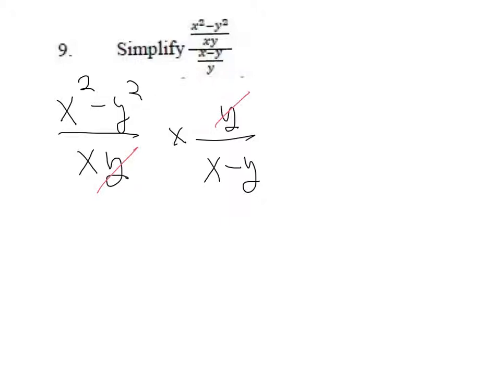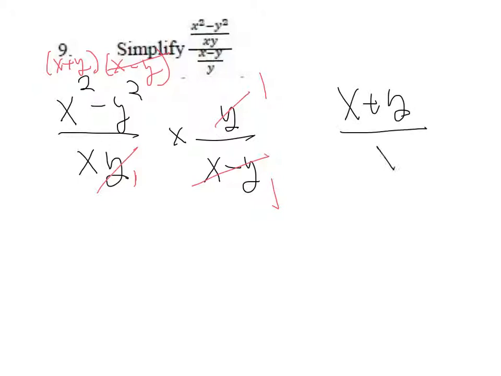And then what I'm seeing is this is the difference of 2 squares, so that's going to factor to, let's see, red ink I want, x plus y, x minus y, and then that x minus y cancels out. So what I'm left with is, remember, these are all 1s, that's a 1 there. So that leaves me with an x plus y in the numerator and an x in the denominator. Okay, that's one way to do this problem.